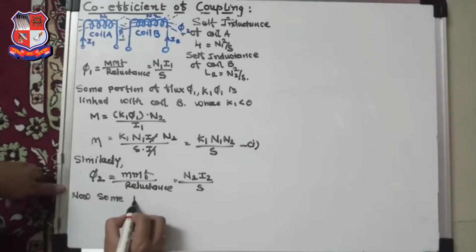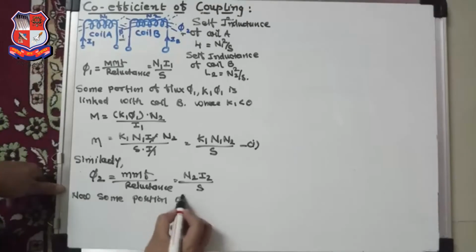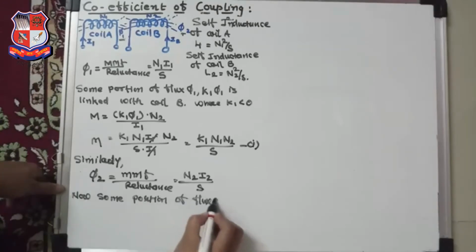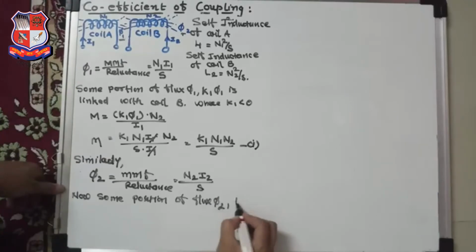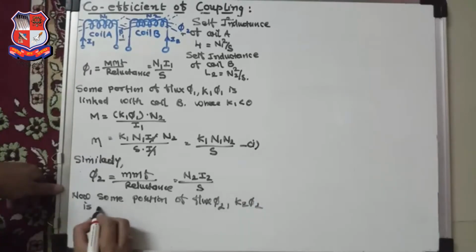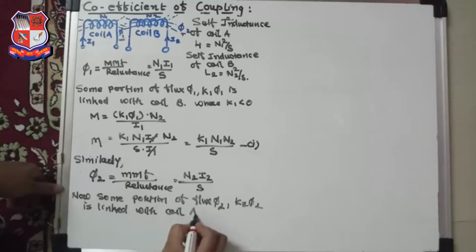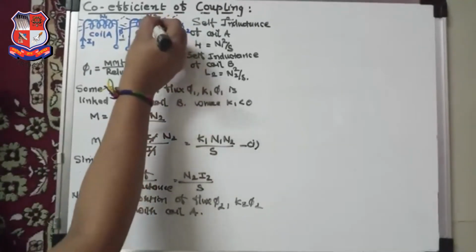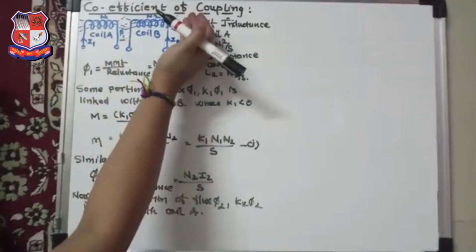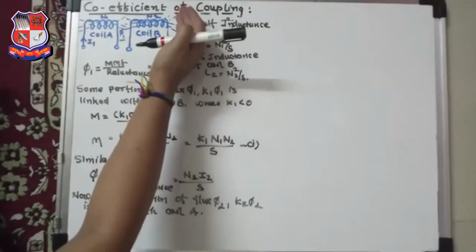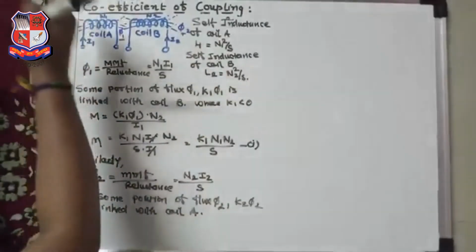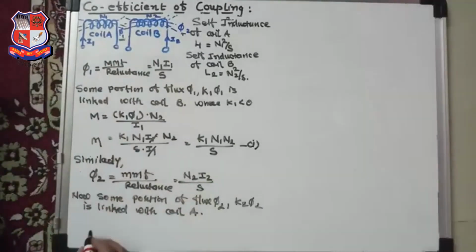Some portion of flux phi2, which is K2 phi2, is linked with coil A. When a current I2 is flowing through coil B, flux phi2 is set up, and some portion of it, K2 phi2, is linked with coil A. The mutual inductance set up in coil A is given by M equal to K2 phi2 into the number of turns N1, divided by the current I2.